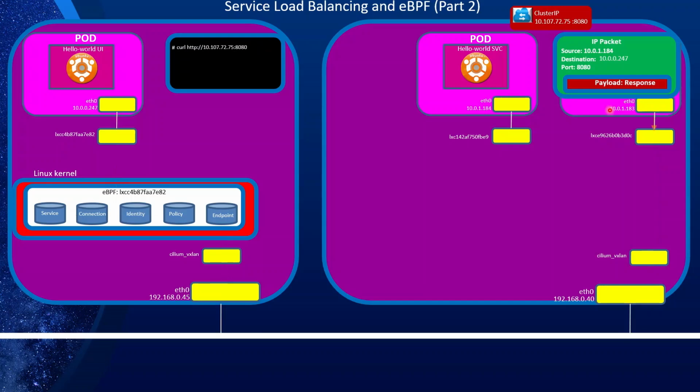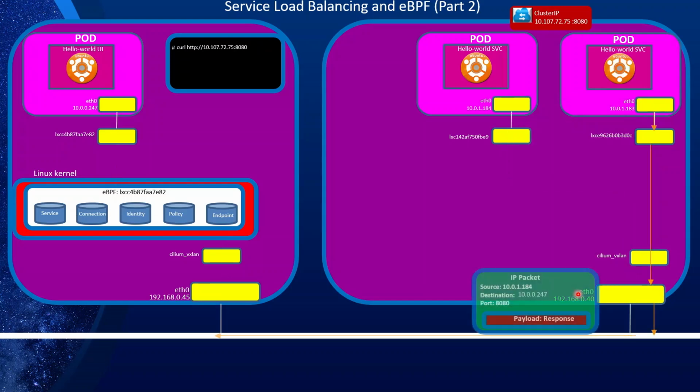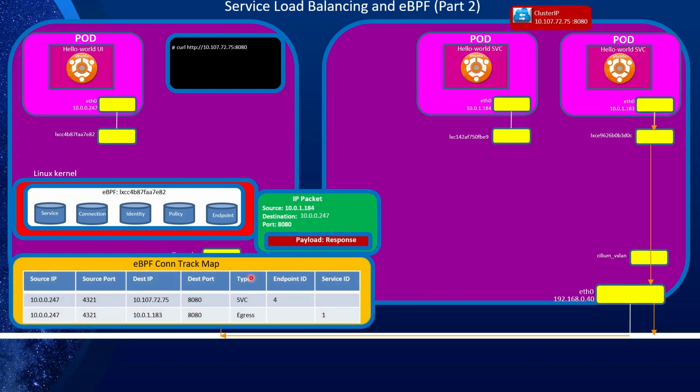And then again, it goes back now in reverse, travels back now here. And then over here, when it gets to this interface here, then Cilium checks for the connection map. So as we saw earlier, a connection map was created here. Now it checks the connection and sees that this IP needs to be changed. So it does the reverse.